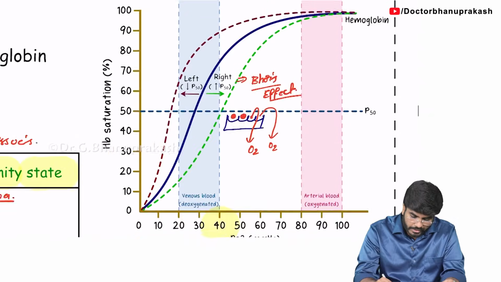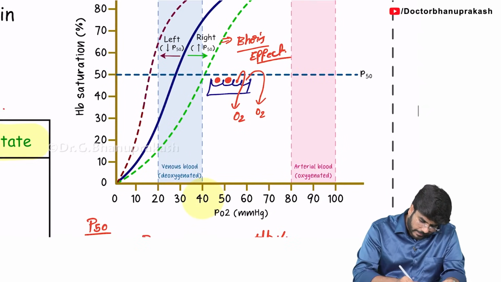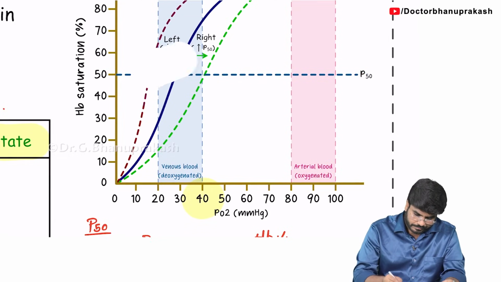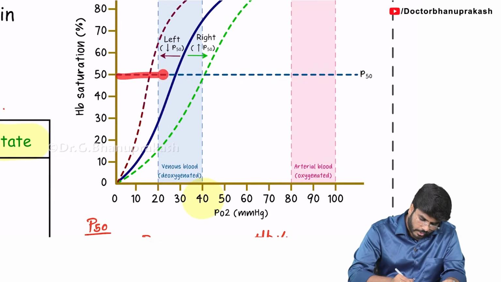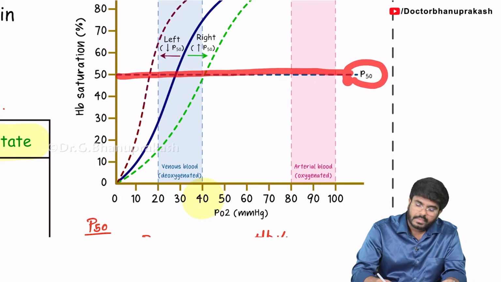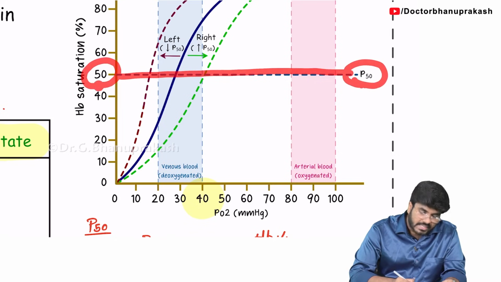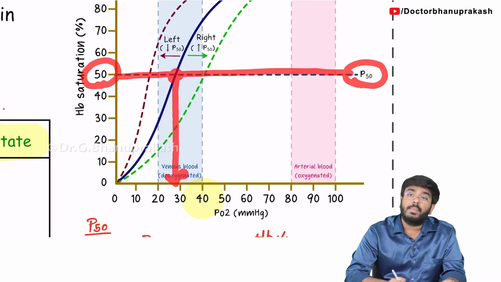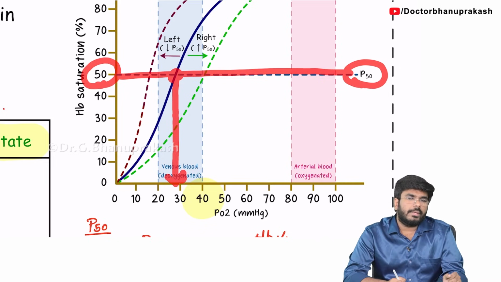That is what I am showing here. Guys, look, this is the P50 line. Concentrate on this line, which is called P50. How much is the hemoglobin saturation? 50%. In a normal individual, whenever the partial pressure is 27 mmHg, the hemoglobin saturation will become 50%. Now you have to tell me, what happened to the P50 value in right shift and what happened to the P50 value in left shift?